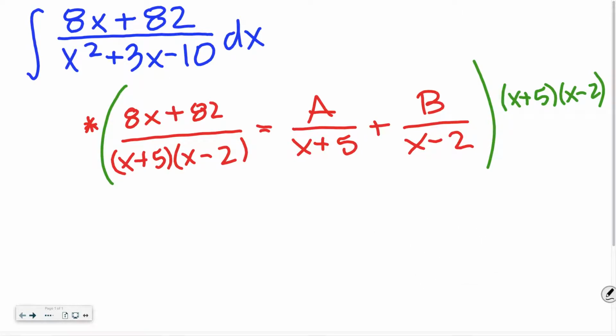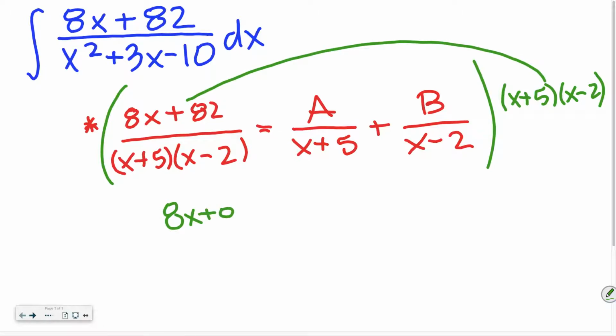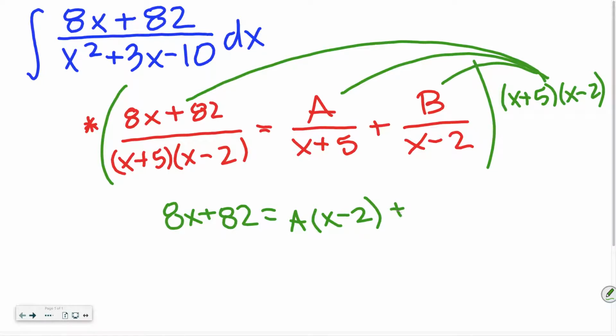Let's distribute. When we distribute our LCD to this guy, we're left with 8x plus 82. When we distribute our LCD to this guy, we're left with a times x minus 2, because we get some factors that cancel. And when we take the LCD to this third fraction, we get b times x plus 5, because the x minus 2's cancel out.